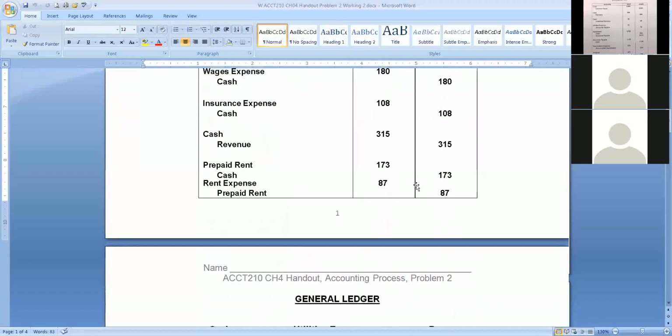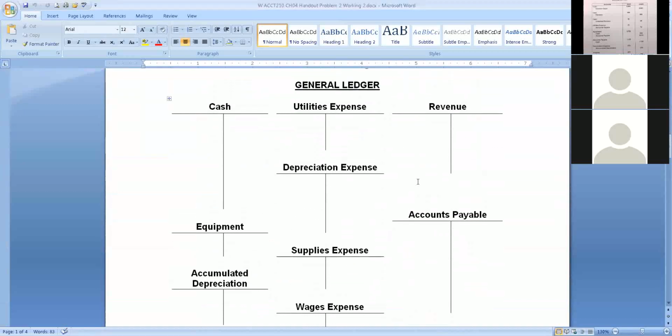Okay, so what we're going to do is post these journal entries over here into the general ledger. And so we do that just by taking each one and transferring it over. Question? So this is the chapter 4 handout problem 2.